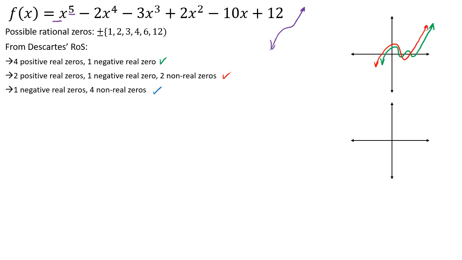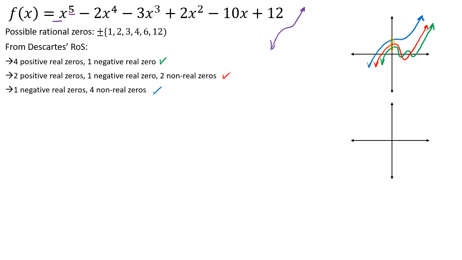Okay, and then the third option, the blue option, we could have our one negative, and then that's it. It doesn't go back across the x-axis ever again. And this tells us actually a couple of very important things. First of all, since I know there's a negative, I know that if I evaluated the function at 0, it would have to be positive.